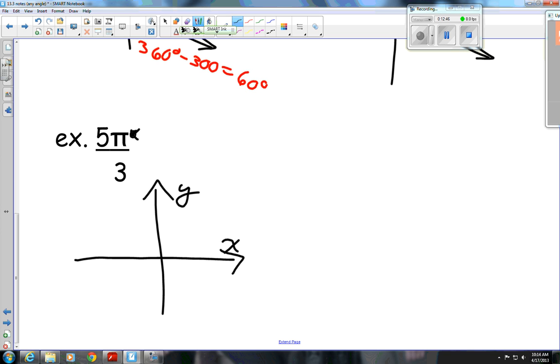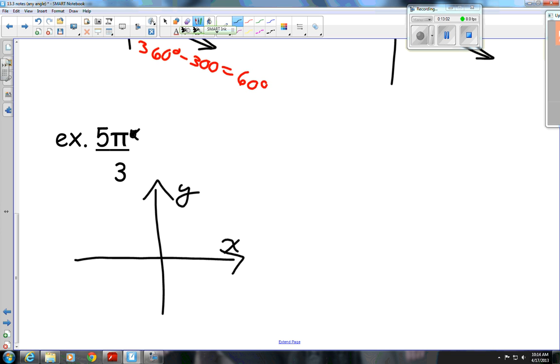Okay, 5 pi over 3. Now the first thing that I would do here is I notice it is more than 1 pi because 5 is, it's an improper fraction. So then I need to compare it to 2 pi because 2 pi goes all the way around.